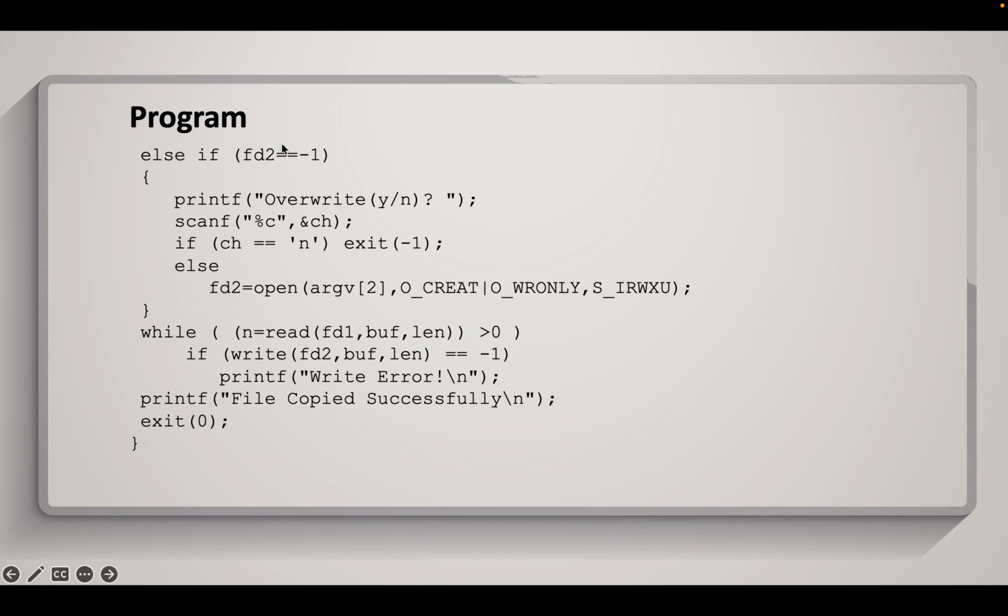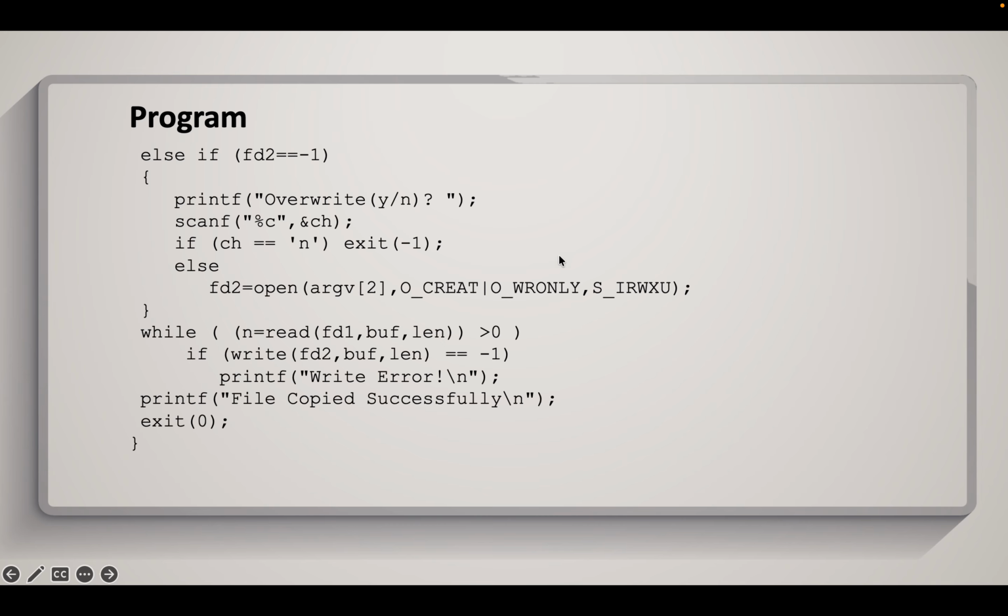Then if file descriptor 2 is equal to -1, it means the second file already exists. If so, we ask whether to override, yes or no. If the user says yes, then we continue. If the user says no, we exit. If the user says yes, what happens? We open the second file for a writing purpose.